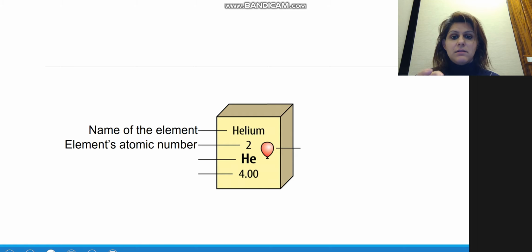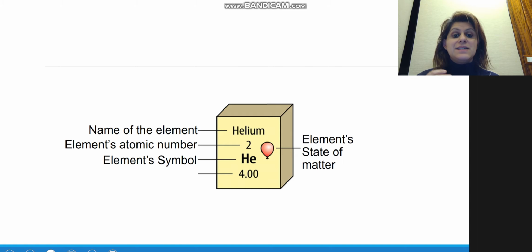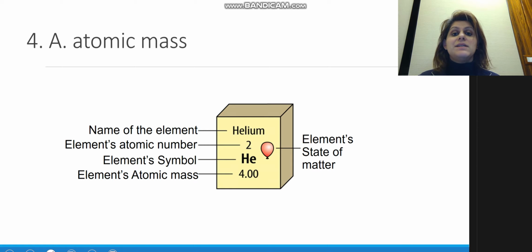What is that, one letter, or maybe 2 letters, in this case 2 letters? This is the symbol, the element symbol. And then you have a shape. What is that? That's the state of the element, okay, at room temperature. And then you meet that decimal number. This decimal number is called the element's atomic mass, okay? This is the average mass of each atom of this element.